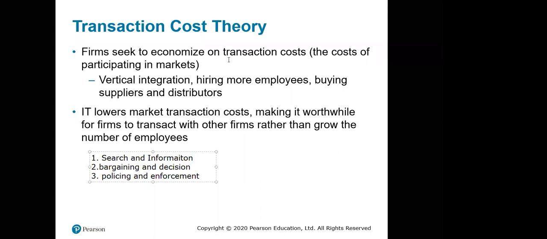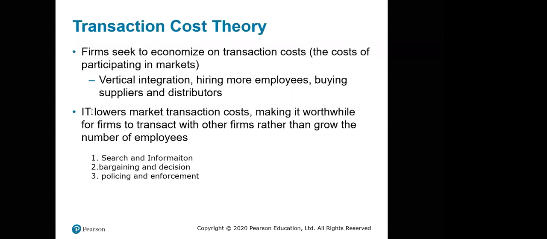So what they do, to save money, for example in the market, is vertical integration. Vertical integration means a line-wise integration, or not horizontal but vertical, meaning from the top line down. Okay, so you combine the different levels, hiring more employees, buying the supplier and distributor. So they say that IT lowers the cost.